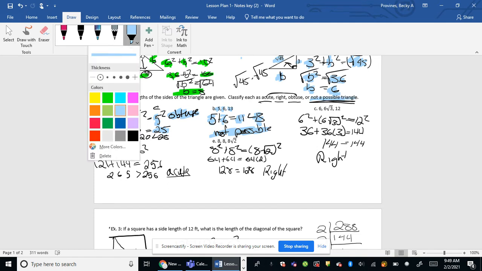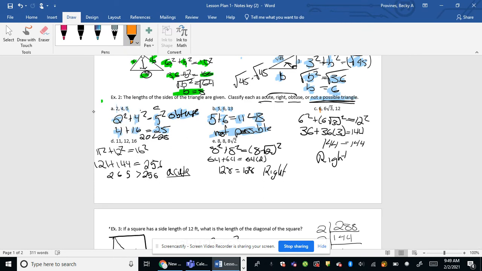All right, we're going to keep on moving. So we've got 6 root 3 as one of our shorter lengths, and then 12. So we'll have 6 squared, 6 root 3 squared, and 12 squared. So 6 squared, that's going to give us 36. But now 6 root 3 squared. So when we have 6 root 3 squared, that means we're multiplying it by itself. So we'll multiply 6 by 6 and get 36, and then the root 3 by the root 3, and that's going to give us 3.